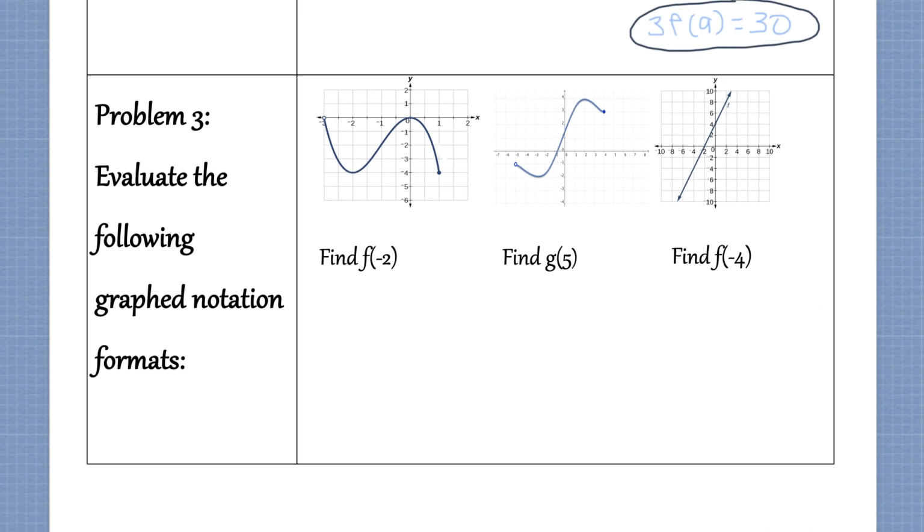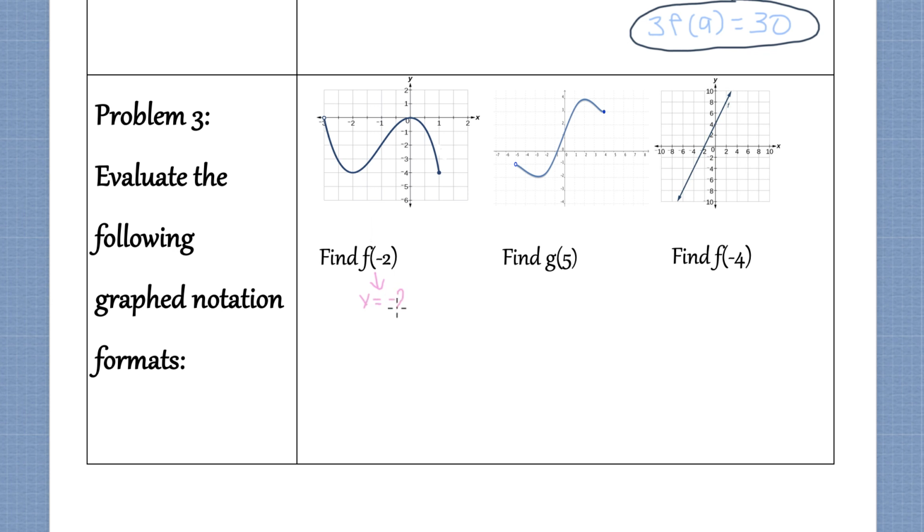Problem number 3 says evaluate the following graph notations. And so we're going to assume that each of these questions correspond with the graph that is given above. And so the first part says find f of -2. And so what we're going to have to do is we're going to draw the vertical line at the given point and find the value of f of -2, g of 5, and f of -4 for each of the graphs. And so for our first one, it says find f of -2, and we said this would be the same thing as x equals -2.